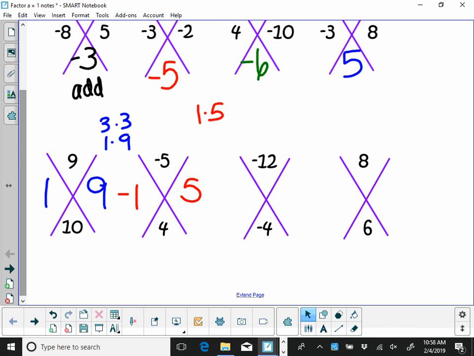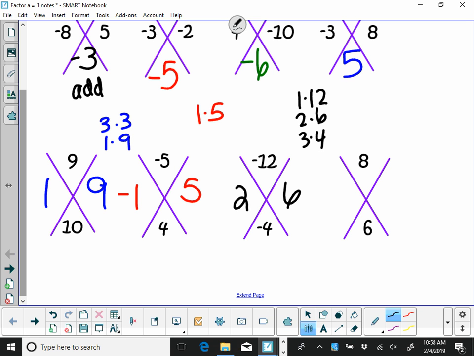All right, so for 12, technically we would have 1 and 12, 2 and 6, and 3 and 4. Which one of those three pairs could I get a 4 out of? 2 and 6. And if I need a negative 4, which one's going to be negative? The 6. So this one, there's only one right answer, y'all. If I put the negative on my 2, that gives me a positive 4. If I put the negative on both, that doesn't give me a negative 12. So be careful there.